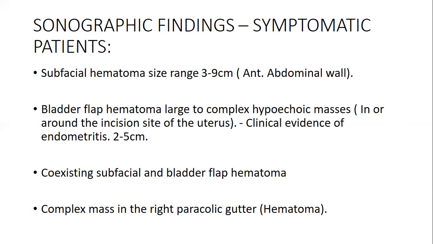At times you find a complex mass in the right paracolic gutter. Like I mentioned, this can also present as a hematoma due to inadequate aspiration. Remember the paracolic gutters, this is the area within the peritoneum, and you find that there is clotting that is going on. So you may find them.